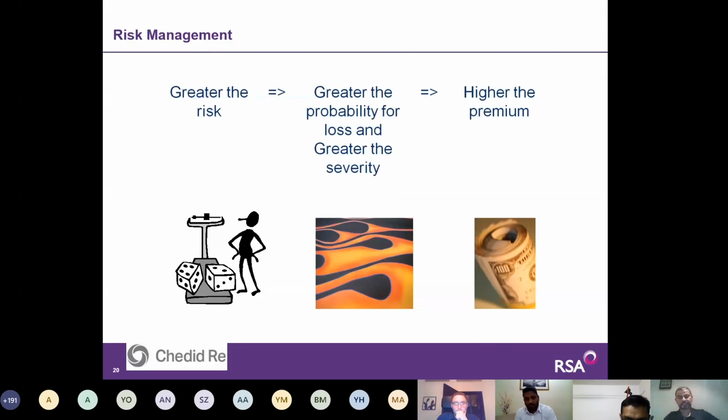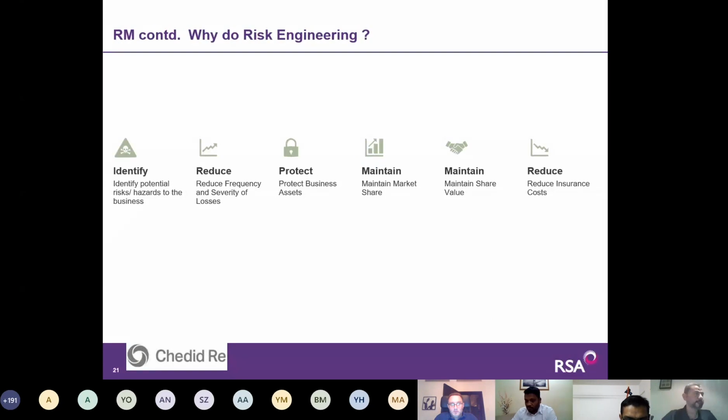It's well known that writing a cement mill, steel mill, or paper mill is totally different than writing a school. The greater the risk, the greater the probability of loss, and the greater the severity of loss, and accordingly, the greater the premium should be. Well known to everyone. Why do we advise our clients to do risk management? How do we convince them to invest money in risk management? Some clients don't understand its importance. They think this is a waste of money.